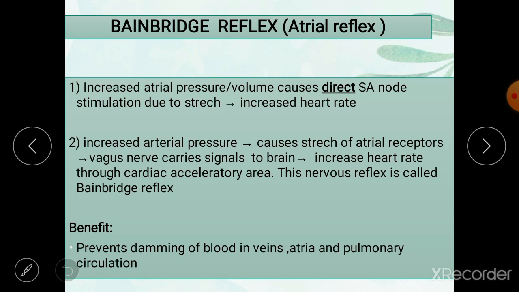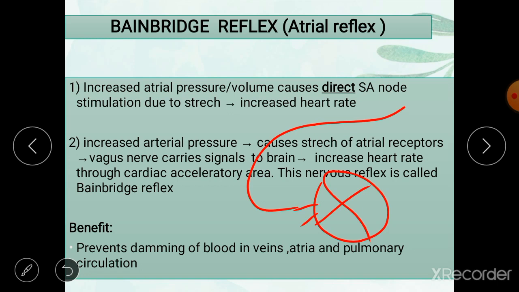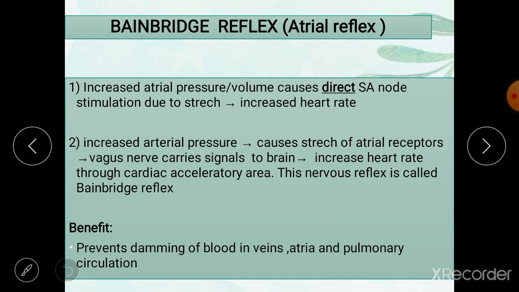The second effect is when there is increased arterial pressure, it causes the walls of the atria to stretch. Other than the SA node, there are present some receptors within the walls of atria, which are mechanoreceptors. When these receptors are stretched, they send signals to the nucleus of tractus solitarius, and nucleus of tractus solitarius causes increased heart rate and contractility of the heart, and this causes increased blood to be pumped out of the heart, and this is known as Bainbridge reflex.